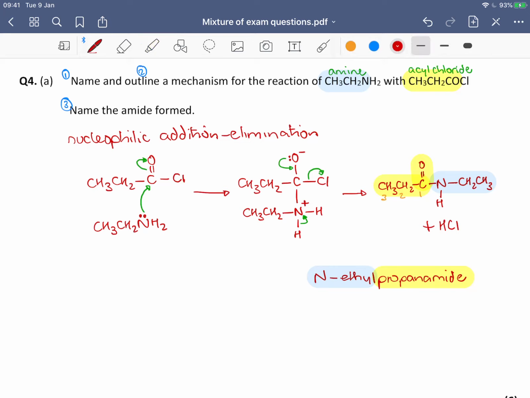Let's just double check that we have done everything. So we've named the mechanism, we've outlined the mechanism, and we have named the amide. So we have satisfied the 6 marks. Okay.